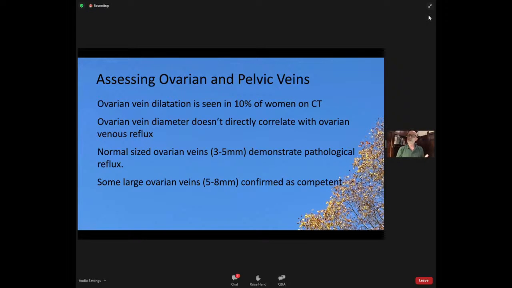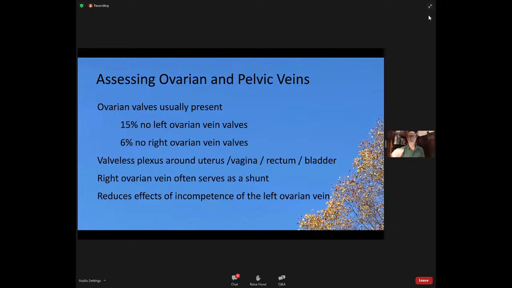And we know that in greater saphenous veins, patients can have big greater saphenous veins that are competent, but patients can have smaller greater saphenous veins that are incompetent. And the very same is true of ovarian veins. You can have smaller veins, that's 3 to 5 millimeters, that are incompetent with reflux, and you can have larger veins up to 8 millimeters that are actually competent. So it's a difficult area to assess.